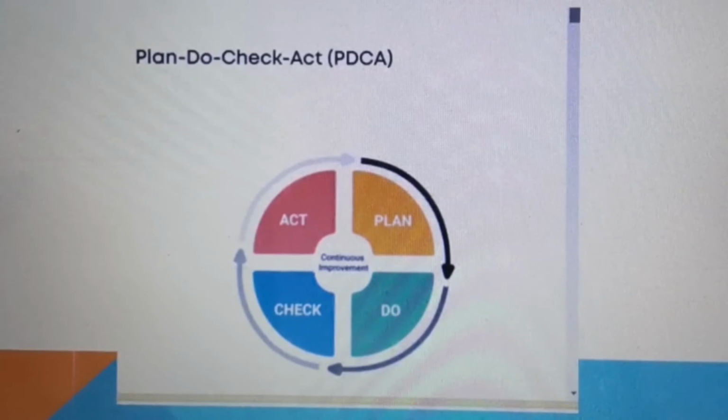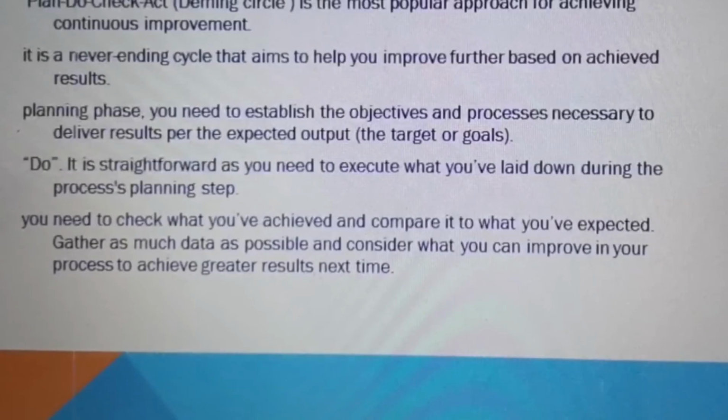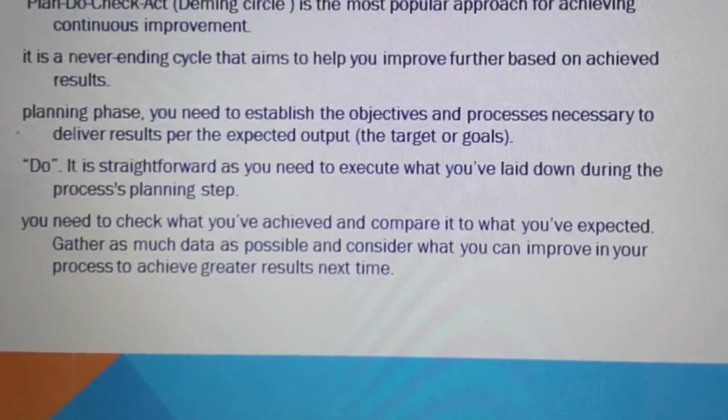So, the PDCA cycle involves four phases. First is the planning phase, the do phase, the check phase, and the act phase. In the planning phase, you need to establish the objectives and processes necessary to deliver results for the expected output. So, muna siya ang pinaka-target or pinaka-goal sa inyuhang pagpaningkamot na ma-improve ang work process. Okay, so in the planning phase, you establish the objective, you establish the goals, unsa yung gusto nga i-improve.